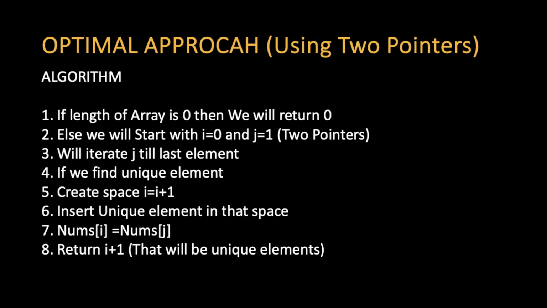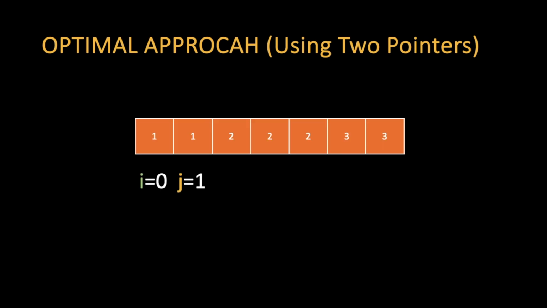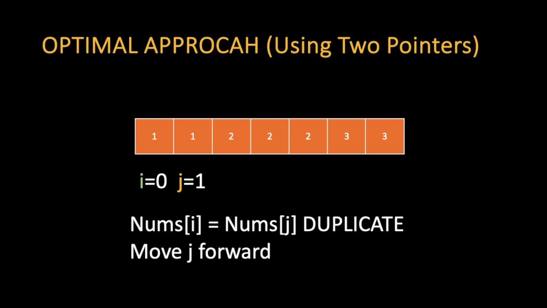Now let's look at it in a graphical way. So this is the example array which we have taken. So we are starting i with the 0th index and j with the first index. Okay, now we will check the condition: nums[i] is equal to nums[j]. This condition is true. That means they both are duplicate elements. Okay, so in case of duplicate, we are not doing anything. We will be just moving j forward.